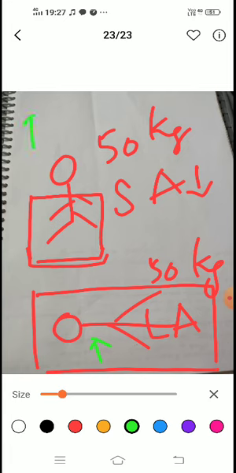Therefore your pressure formula is nothing but thrust by unit area. Now think about it: as your area decreases, what happens to my pressure? Area decreases, your pressure increases, because they are inversely proportional. Area decreases, your pressure increases. Okay, look here.